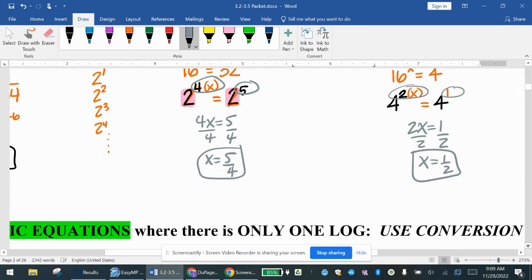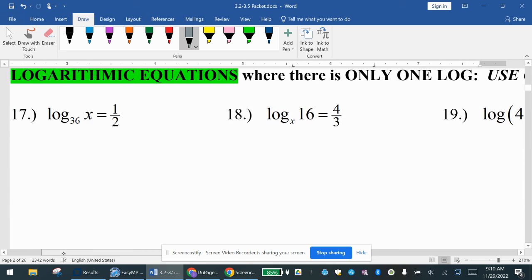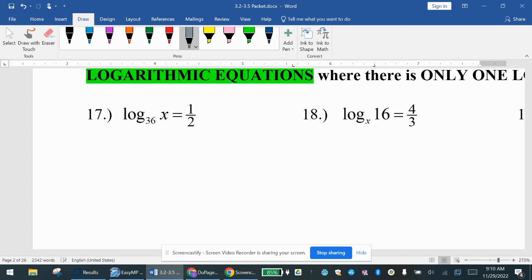Now, when would we really need to use the conversion rule? Because we were using the conversion rule previously just to convert from exponential to logarithmic. Conversion rules are really good to use when you're given a basic logarithmic equation and you're asked to solve.